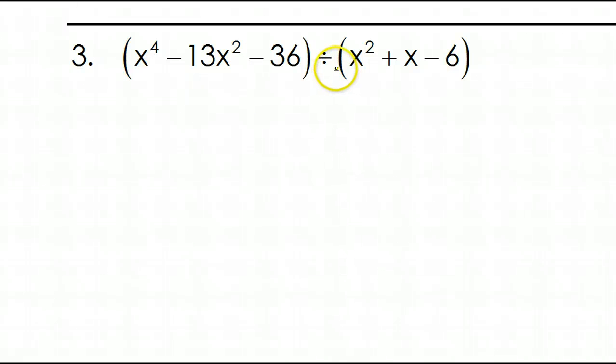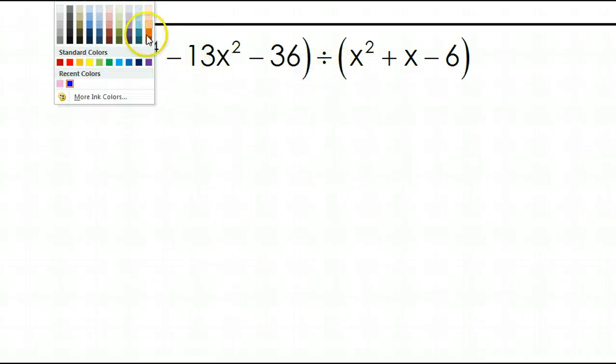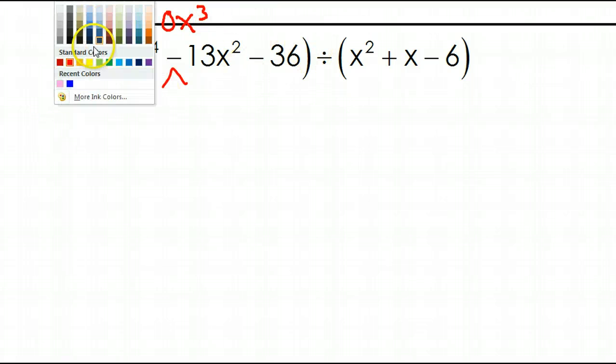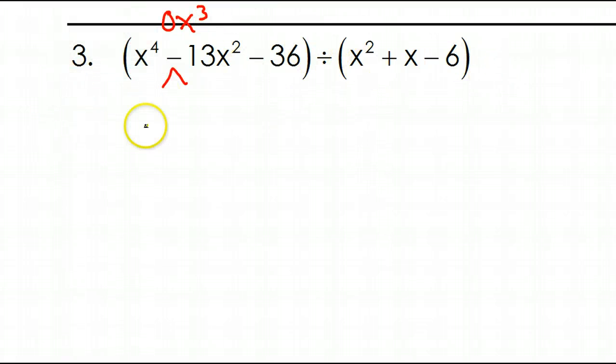Okay. Any missing terms? Yep, there's a missing term there. Watch out. There's a missing term right here, so we'll have to put in another 0x to the third power. But okay, so I'm going to do this one a little bit faster than the last one, now that you've gotten some practice.